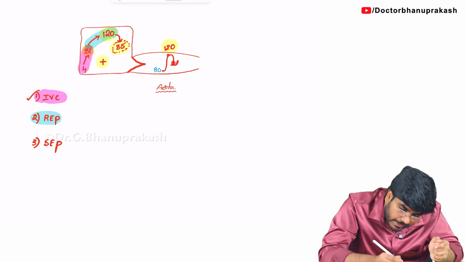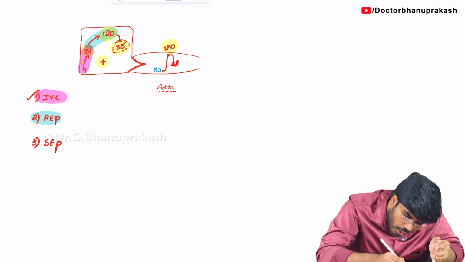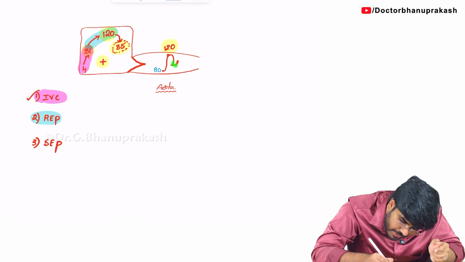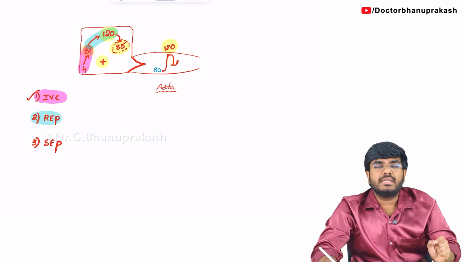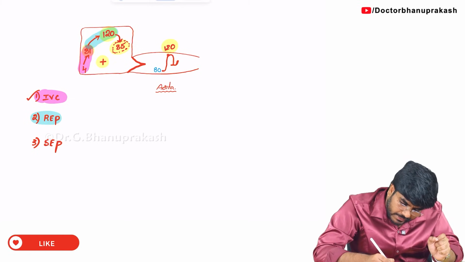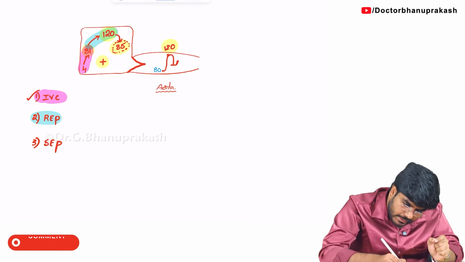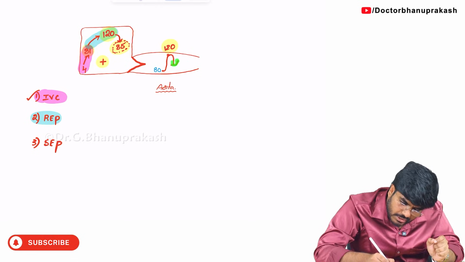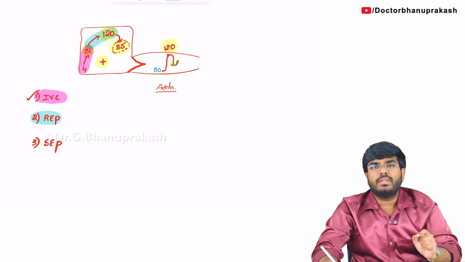So now you tell me, it is going to actually form a notch over here. See, there is a phase where you are forming a small notch. This notch is called a dicrotic notch. And you tell me what exactly is happening during the dicrotic notch.